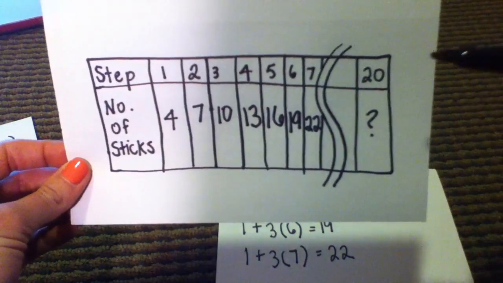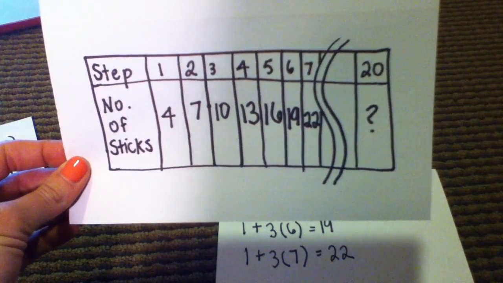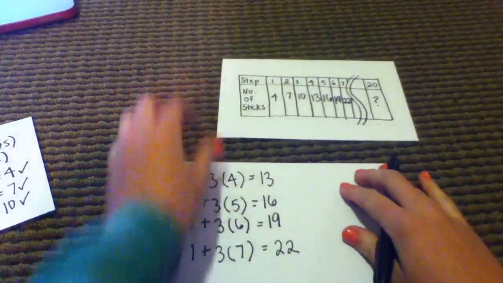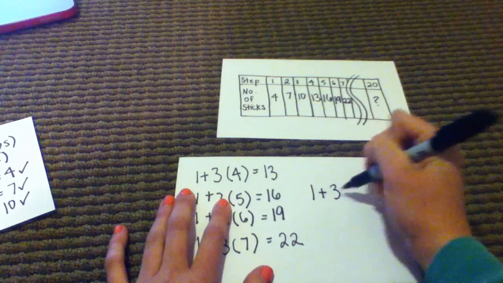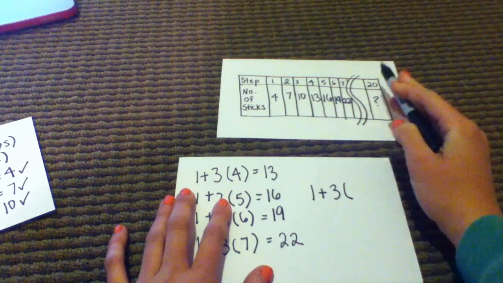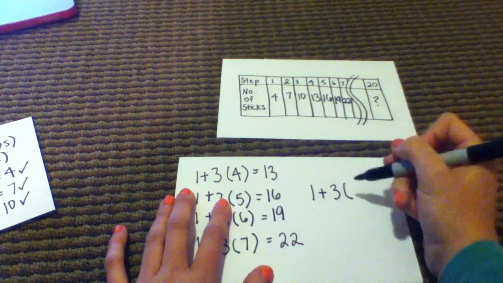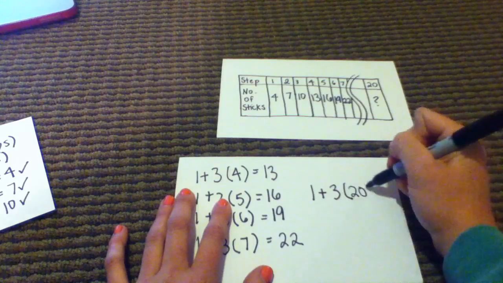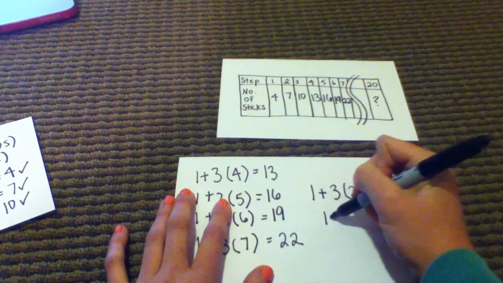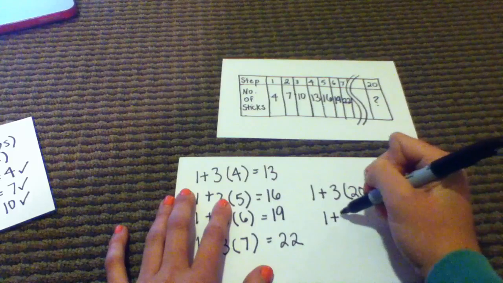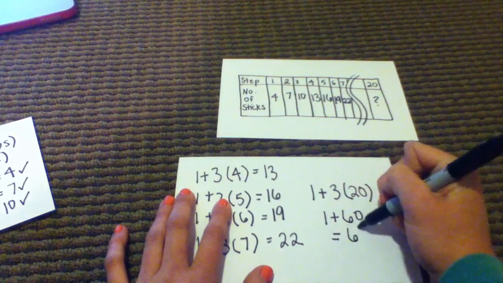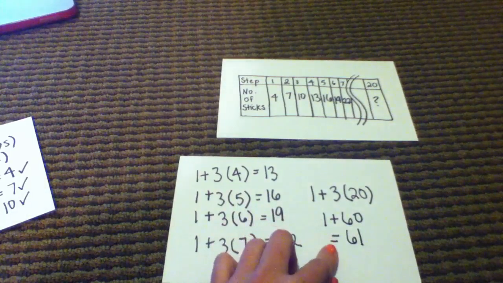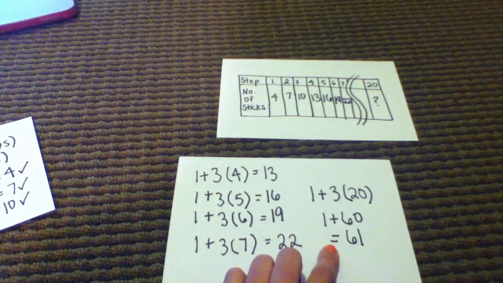And now we want to predict what the number of sticks is going to be for step 20. So we're going to plug that into our rule. So 1 plus 3, and we're looking for a number of sticks in step 20. 1 plus 3 times 20. So that's 1 plus 3 times 20 is 60. 1 plus 60 equals 61. So we're going to predict that we would have 61 sticks in step 20.